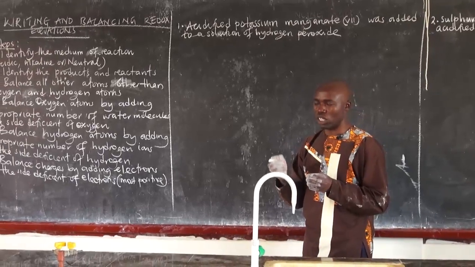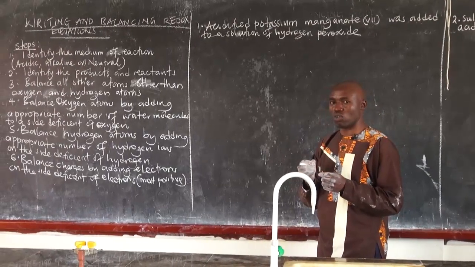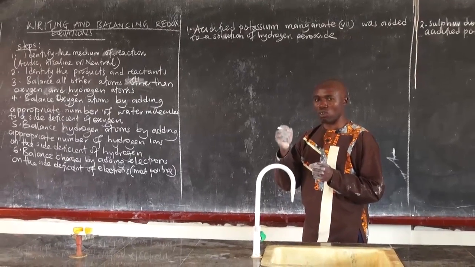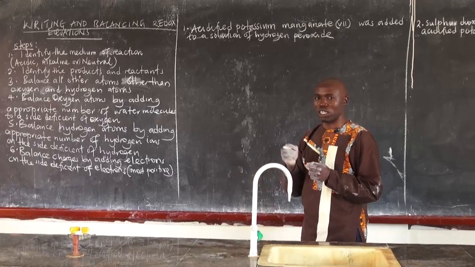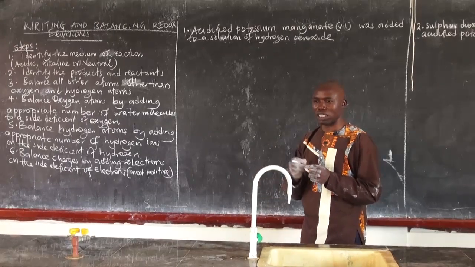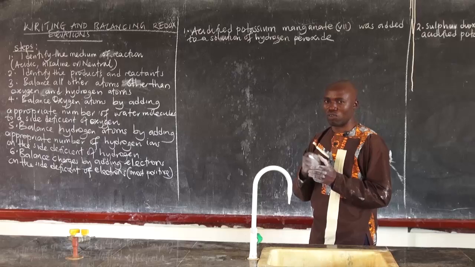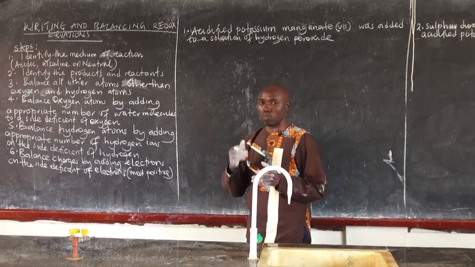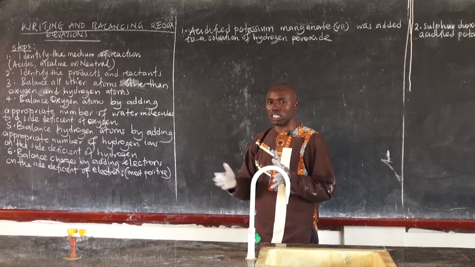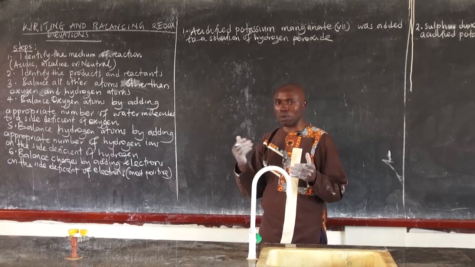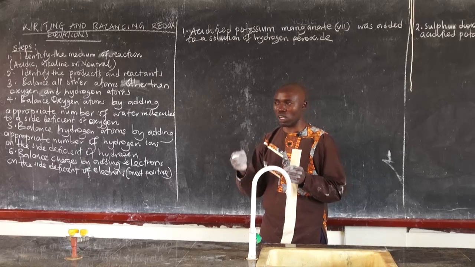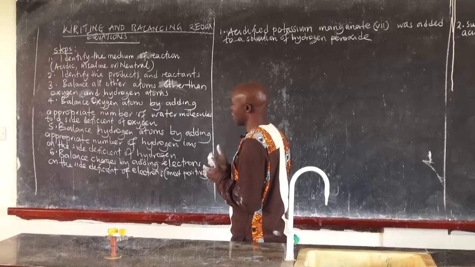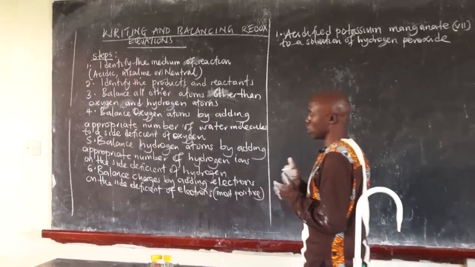To write a redox equation, we first need to write what we call half equations, 2 half equations: one oxidation half equation for the substance being oxidized, then the reduction half equation for the substance being reduced. So these are the steps to balance a half equation. Then from the 2 half equations we combine them by eliminating electrons to get what we call a redox equation. Now, what are the steps in balancing a half equation and writing a redox equation?